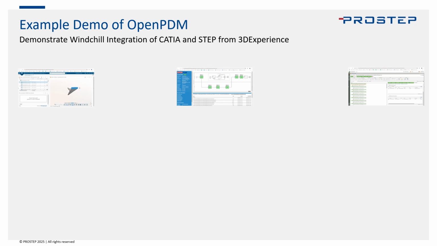So we'd like to start out with a demo of OpenPDM to showcase how it works. This is an example of a Windchill integration with 3D Experience, moving CATIA and STEP data from 3DX into Windchill. It could be that you've adopted 3DX for design and you have Windchill as your PLM and you want to build a bridge there so that you can synchronize data for configuration management or other use cases.